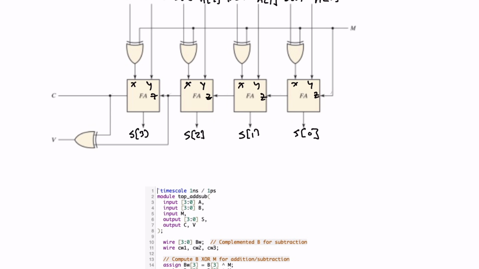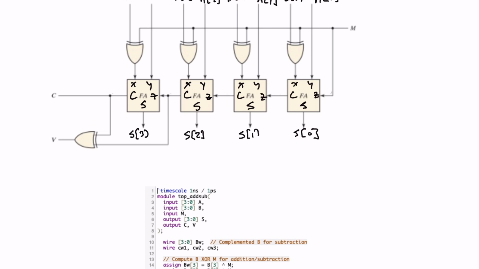Okay, we have the outputs S in this position, and then the C's, the carry outs, go to the carry ins of the next level. Okay, so the C's are here. Okay, so that's looking better.